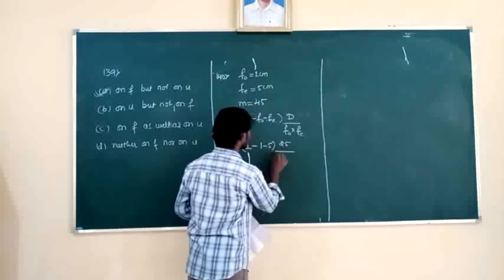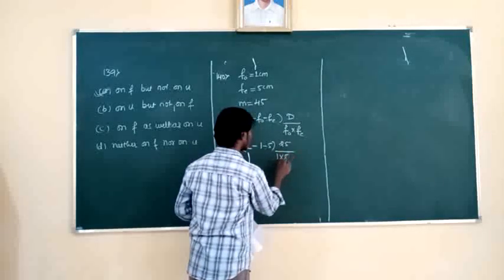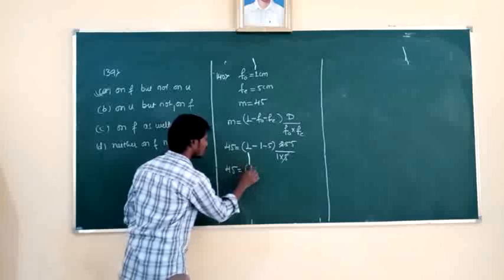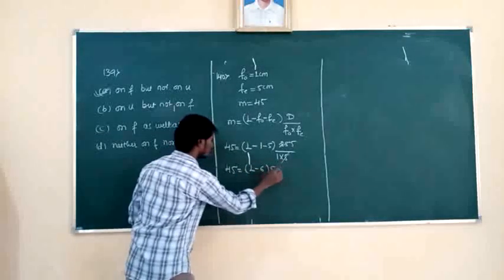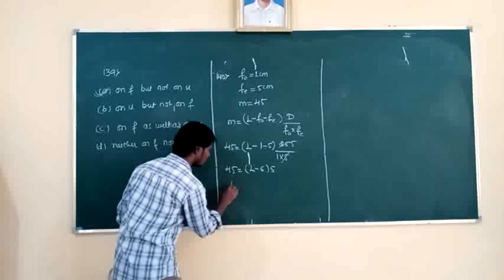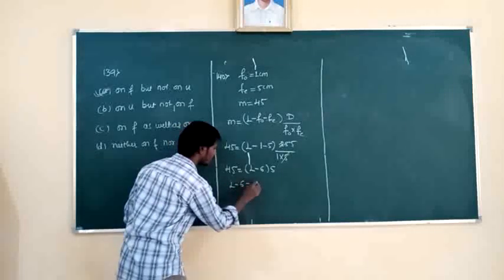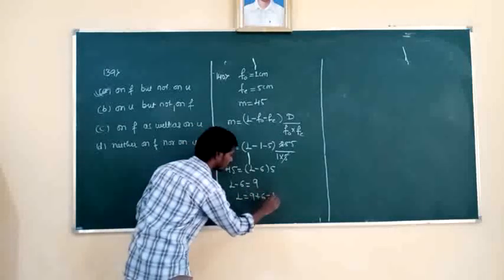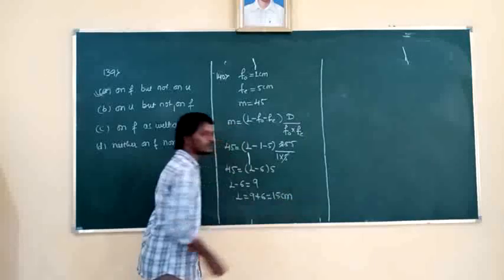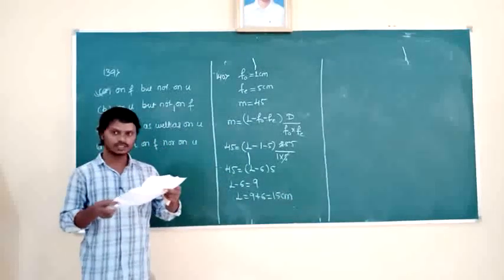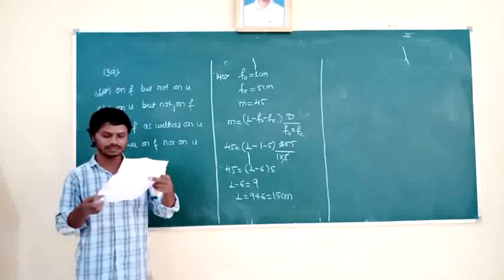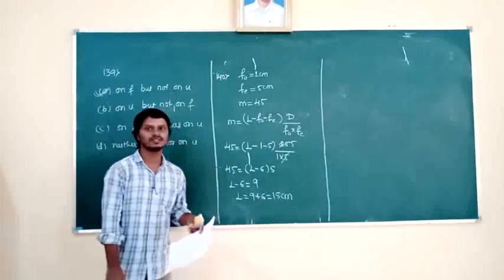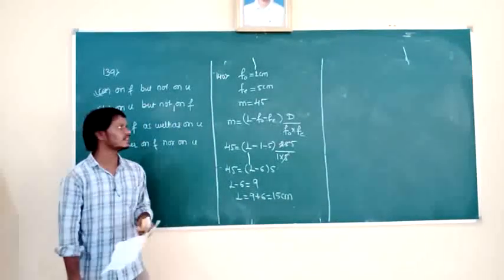FO into FE is 1 into 5, that is 5. So 45 is equal to (L minus 6) into 5. I will take this 5 to the left hand side. Then L minus 6 is equal to 45 divided by 5, that is 9. Then L is equal to 9 plus 6, that is 15 centimeter. What is the length of the tube? 15 centimeter. Which option is correct here? First option 30 centimeter, second option 25, third option 15, and last option 12. The third option is correct, that is 15 centimeter.